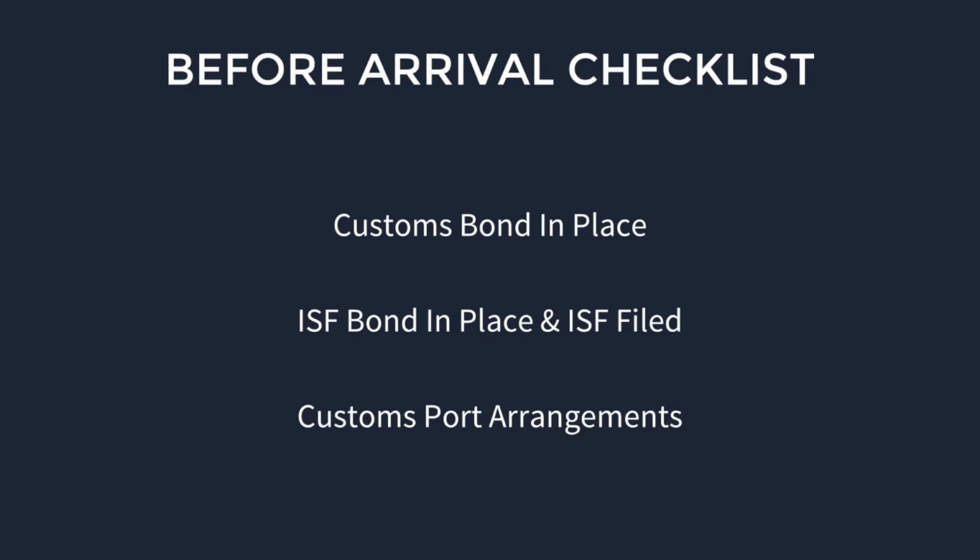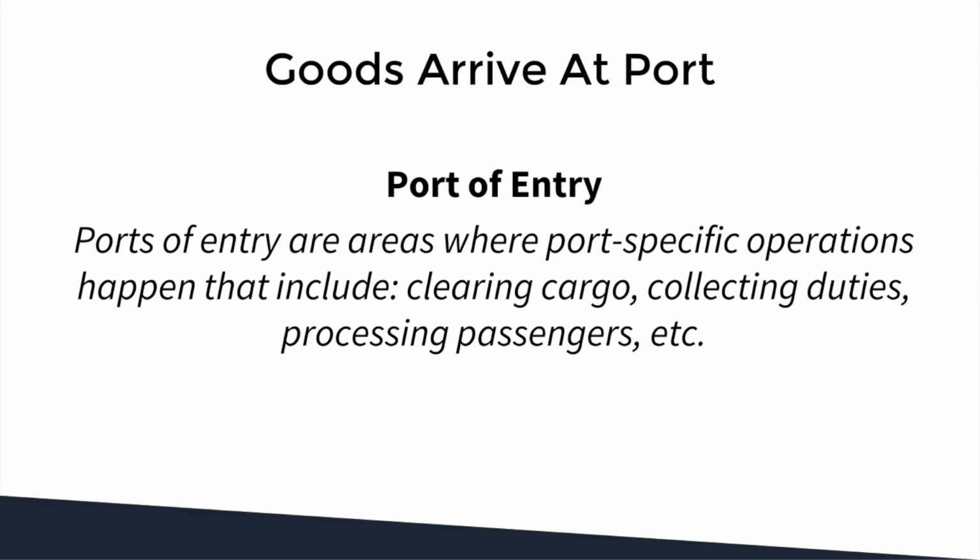The second item on the list is to have your ISF, also known as Importer Security Filing, filed 24 hours before your goods leave the foreign port. Alongside this filing, you will need an ISF bond. However, if you have a continuous customs bond, the need for an ISF bond will already be satisfied. Third, you need to make arrangements at the port you wish to bring your goods into. Great. Everything on the checklist has been squared away and your goods arrive at the port.